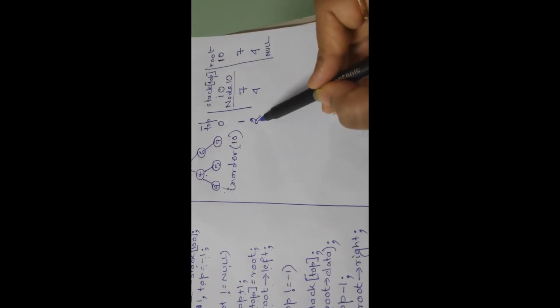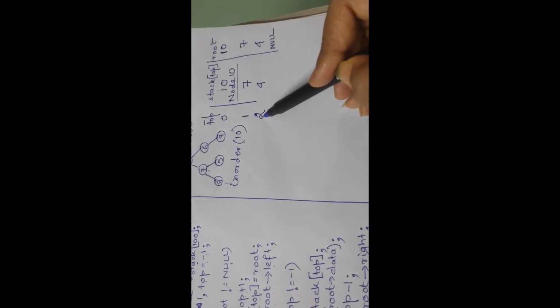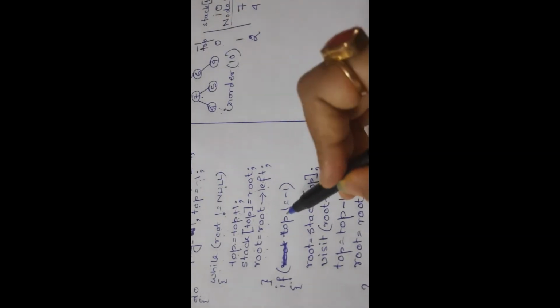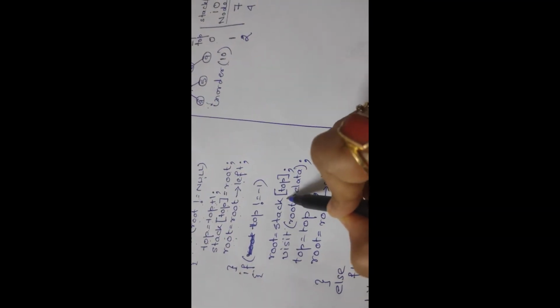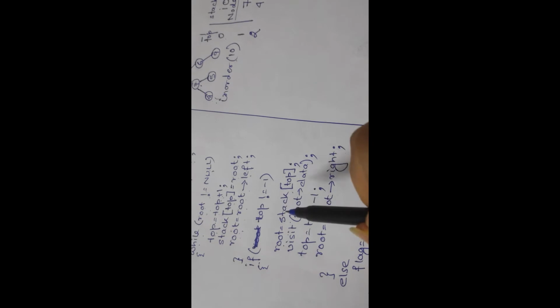Now as we come out of this while loop, we encounter this if condition: if top not equal to -1. Let us look at the current value of top. The current value of top is 2, so it is not equal to -1. It is true, so we will enter the if condition. Root is equal to stack top, so we reassign the stack top to root.